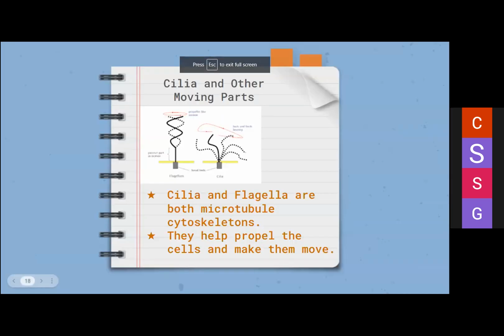So as you can see in this video, the inner dynein arms are walking along the microtubules, similar to how the organelles walk along the microtubules inside of the cell to make the cilia and the flagella thrust and spin, creating movement.